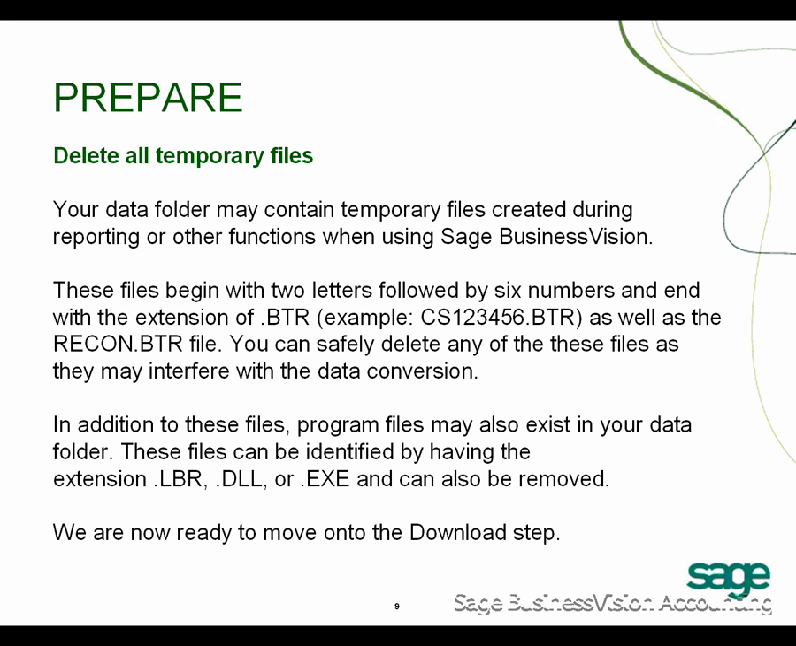The final step in the preparation stage is to delete all temporary files. Your data folder may contain temporary files created during reporting or other functions when using Sage BusinessVision. These files begin with 2 letters followed by 6 numbers and end with the extension of .btr. For example, CS123456.btr is a temporary file, as well as the recon.btr file, which is also a temporary reconciliation file. You can safely delete any of these files as they may interfere with the data conversion.